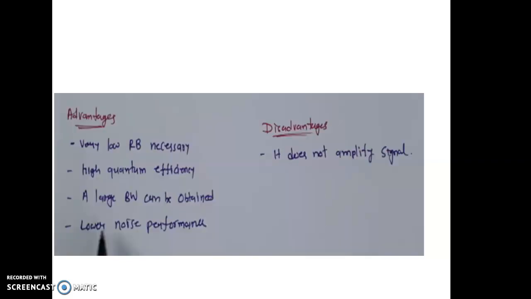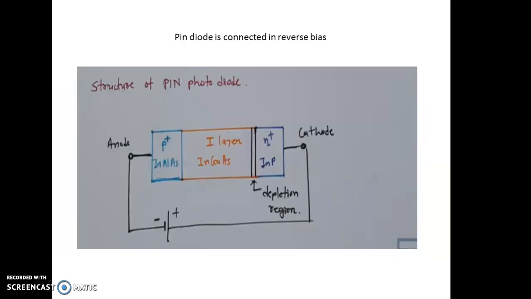negligible. What are the advantages? It needs very low reverse bias, has high quantum efficiency, a large bandwidth can be obtained, and it has low noise performance. Disadvantages: it doesn't amplify the signal. So this is the structure. Thank you.